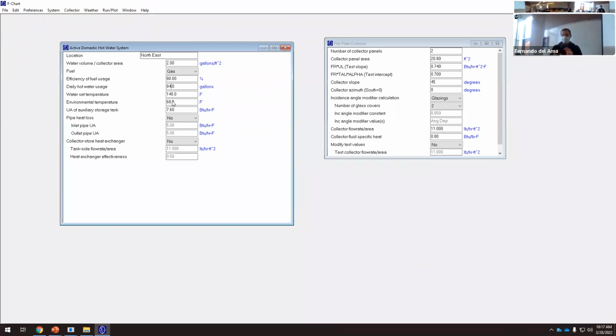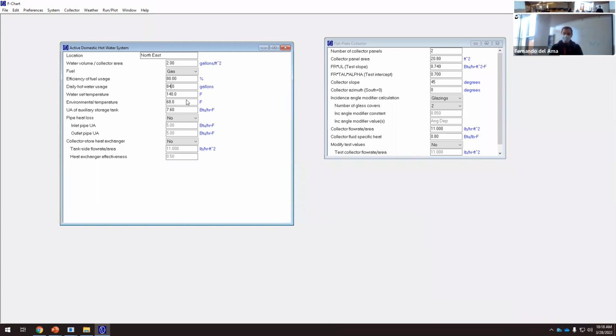That's the temperature where the tank is. If we have a tank outdoors, I don't recommend you do that. This temperature can be 0 Fahrenheit, and then the efficiency of the system will be affected for that. So please place the tank indoors. It doesn't have to be a heated space.